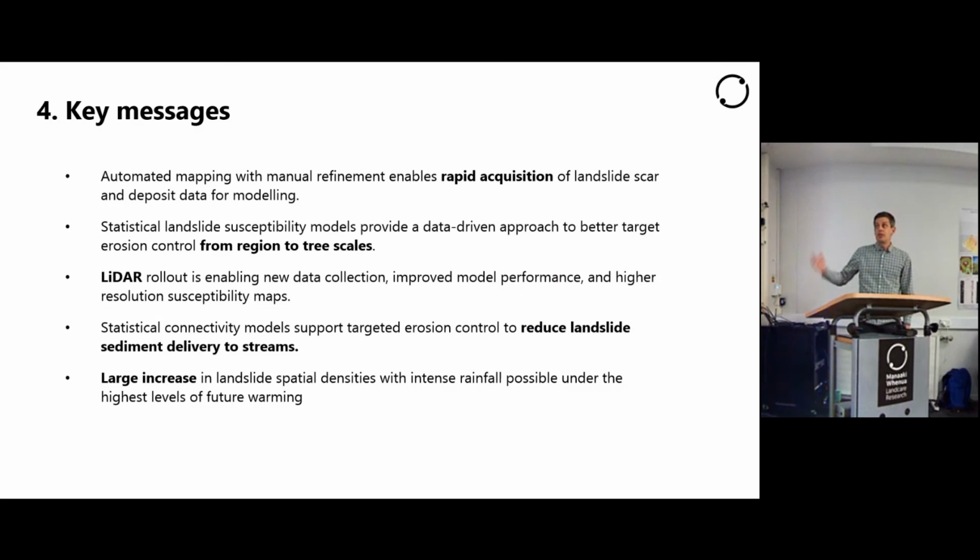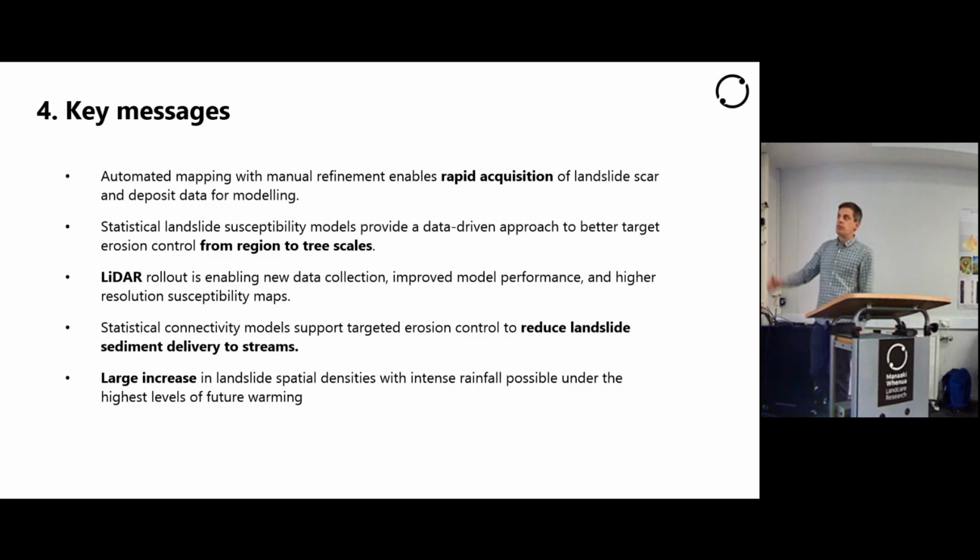As I've touched on quite strongly, LiDAR is a huge opportunity for these methods. It's enabling new data collection, new approaches, improved model performance, and higher resolution susceptibility maps. We've demonstrated statistical connectivity models can support targeted erosion control to reduce landslide sediment delivery to streams. So it's really important to be clear-minded that if your priority is to reduce sediment to streams from landslides, then you need to consider this additional question of how likely that landslide is to deliver sediment to a stream.